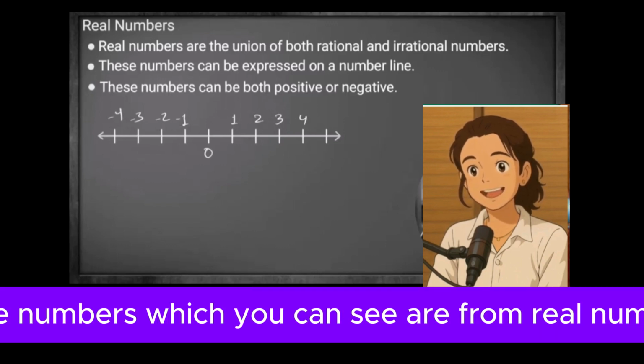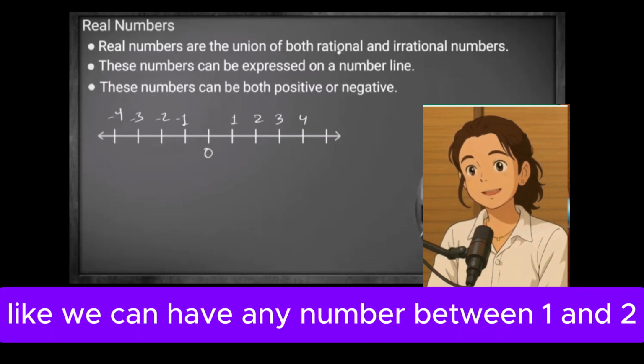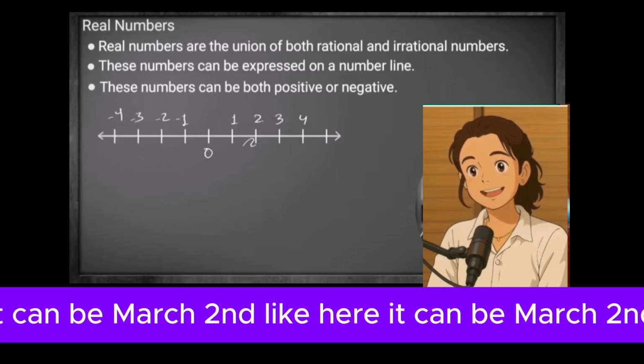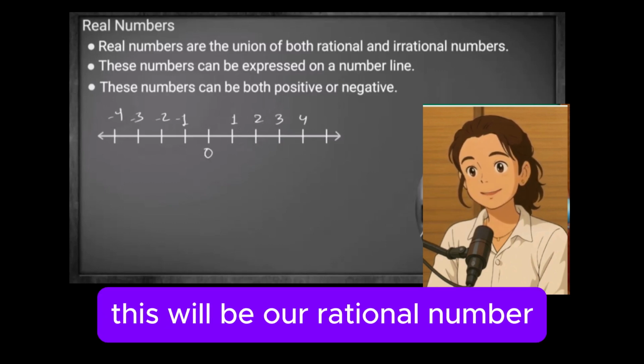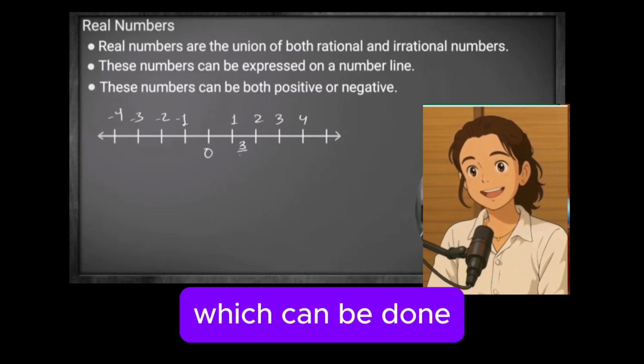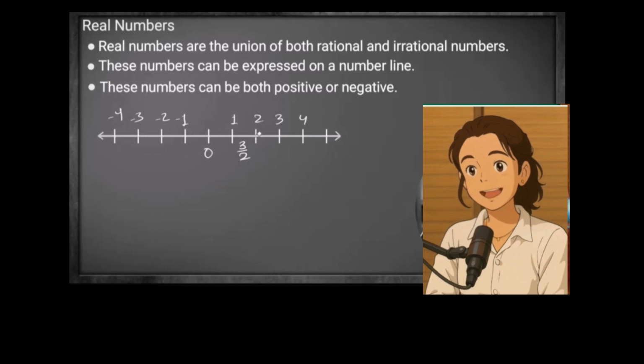Like here, these numbers which you can see are real numbers. Here there are some rational numbers. Like we can have any number between 1 and 2, because it is given to us in the form p by q. Like here it can be 3 by 2. This will be our rational number, and if this can be shown on this number line, which can be done, then this will also be our real number.